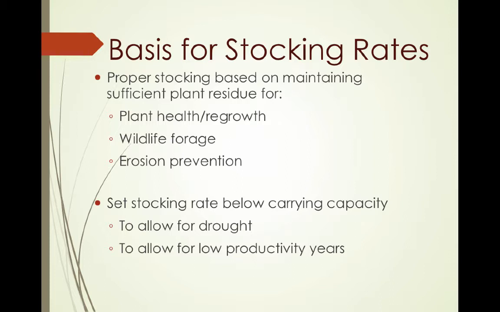So here's the golden rules of why we want to set our stocking rate below our carrying capacity. And the biggest reason is to allow for drought. So just by stocking conservatively, you're actually building in an insurance plan if you have a pretty severe drought. And it's also going to help allow some flexibility in years that are lowly productive. So, for instance, in the Southwest, we would stock about 6 cows per section if we had a really low rain year. If we had a high rain year, we could stock up to 10 cows per section.